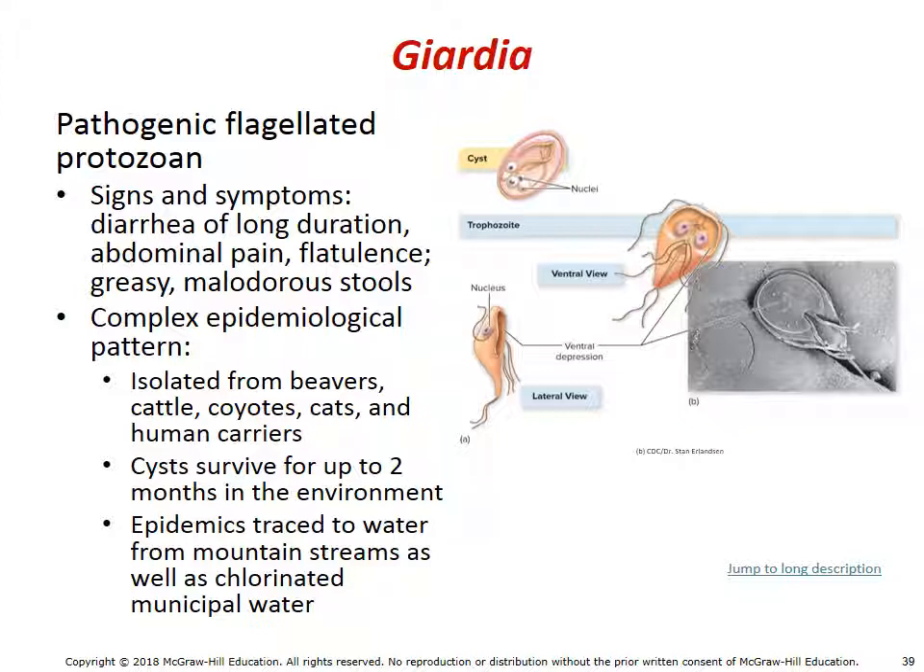The idea here is that this protozoan will actually hang out in the upper part of the intestinal pathway, which would interfere with the breakdown of fats. And so one of the common things that we see here beyond long periods of diarrhea and abdominal pain is flatulence, greasy stool, as well as malodorous stools. The idea here is that disruption of the breakdown of fats allows for a greasy, disgusting kind of stool.